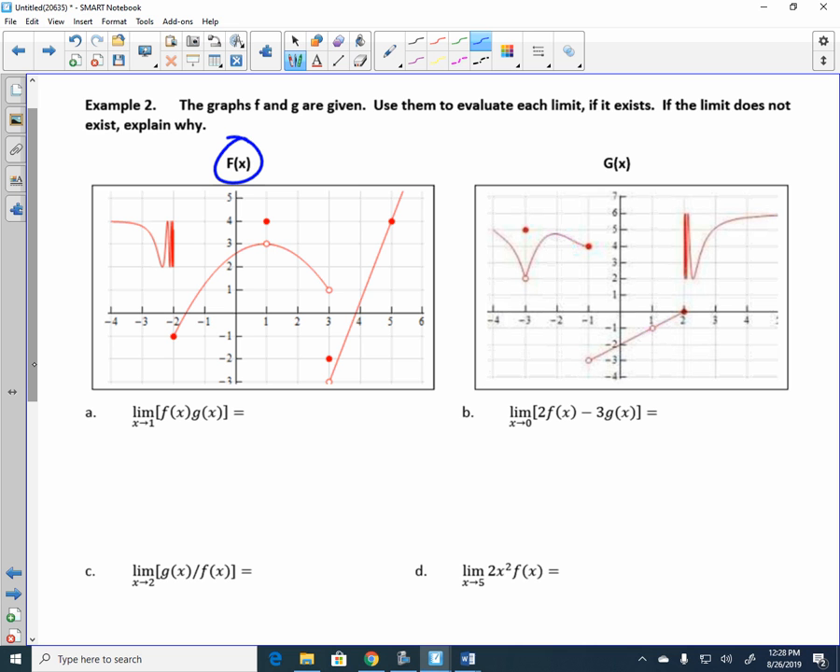This is the graph of f. This is the graph of g. The limit as x approaches 1 of f of x times g of x. I'm first going to find f of x and then g of x. Limit as x approaches 1 of f of x. As x approaches 1, what's the limit? 3. G of x, negative 1.